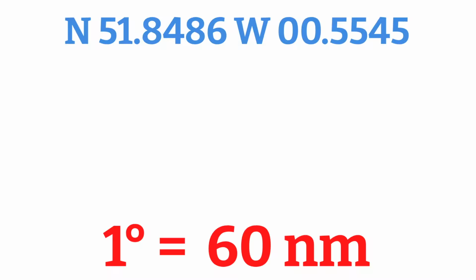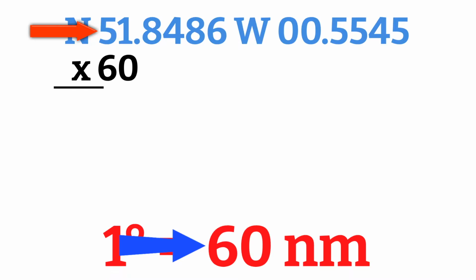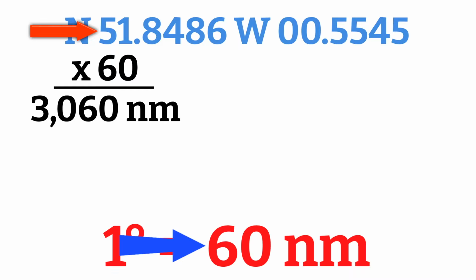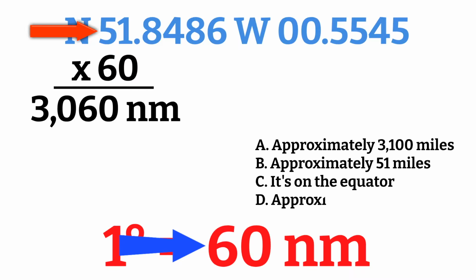This means that we can simply take this 51 degrees north and multiply it times 60 to get a rough distance from the equator. So let's see, 51 times 60 equals 3,060 nautical miles. Really, we could stop right here and see that 3,100 miles is going to be the right answer. But let's take this a little further so you can get a clearer picture.